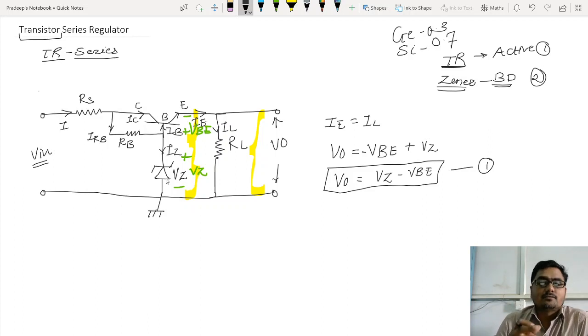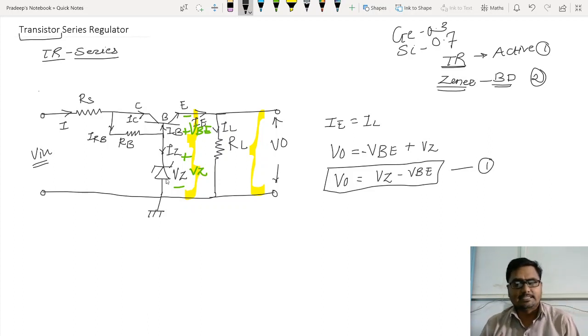Now, what is the job of this circuit? It is obvious. The job of this circuit is to regulate the output voltage, to make output voltage constant, or to stabilize the output voltage. It means the same thing. If output voltage is increasing, the circuit has to drag the output voltage and maintain it at the constant level. If output voltage is decreasing, the circuit has to boost the output voltage and maintain it at the constant level.